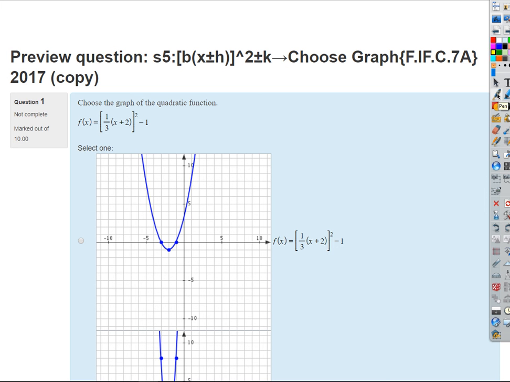What's one transformation that's being done to our parent graph right there? Dilation. What kind of dilation? So we're horizontally dilating. What are we doing horizontally? Stretching or squishing? Stretching. We're stretching by a factor of 3. Good. So we're stretching horizontally by a factor of 3.